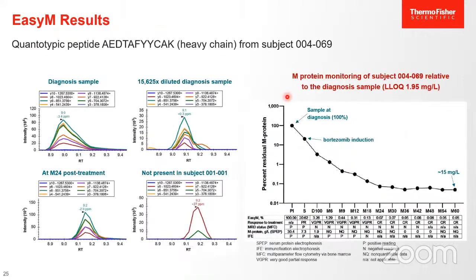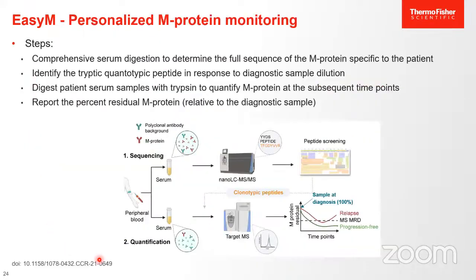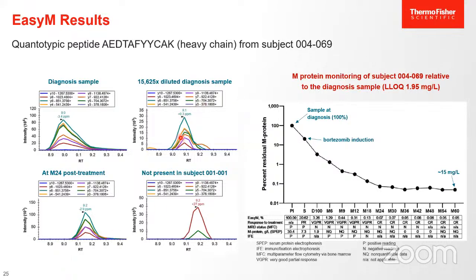Now, here is how your results look. So this is your diagnosis sample. This is an XIC, extracted ion chromatogram, for a particular heavy chain, which was a subject. There is a study, a paper I've just shared, that I'm referring to. They diluted it for a diagnosis sample, and then they monitored the treatment. They have also compared with other conventional techniques. So you can see serum protein electrophoresis, immunofixation electrophoresis, and then they also did it with mass spectrometer.